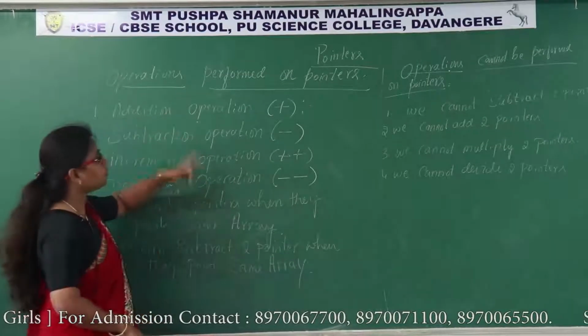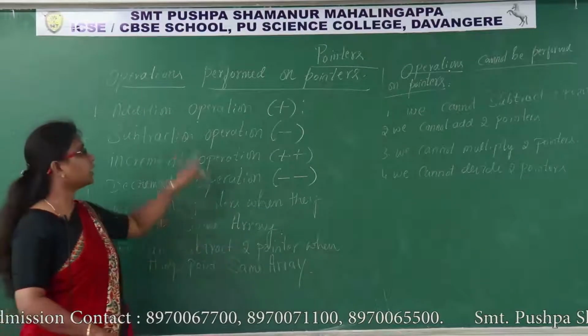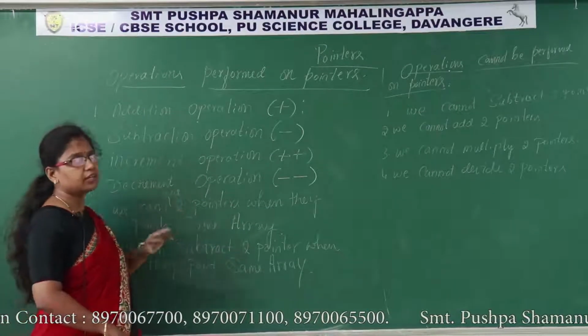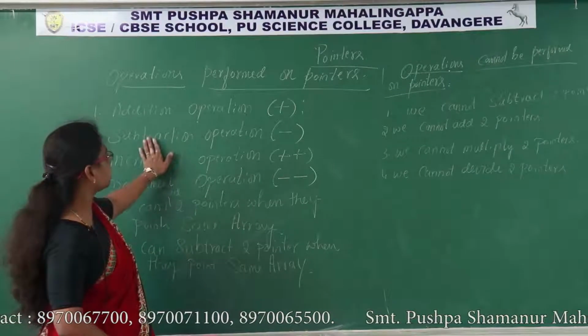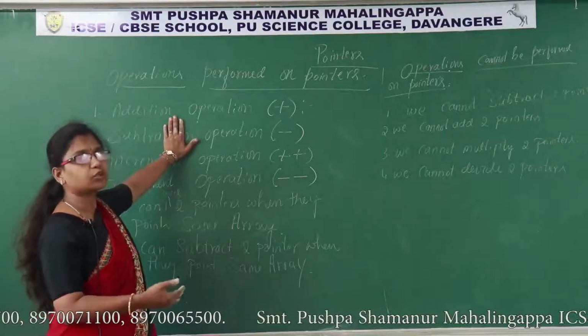Then when the question is operations performed on pointers, we can add an integer to the pointer. Like that you have to write. We can add pointers, we can subtract pointers. It is wrong. You should not write like that. Addition operation means we can add an integer to the pointer.